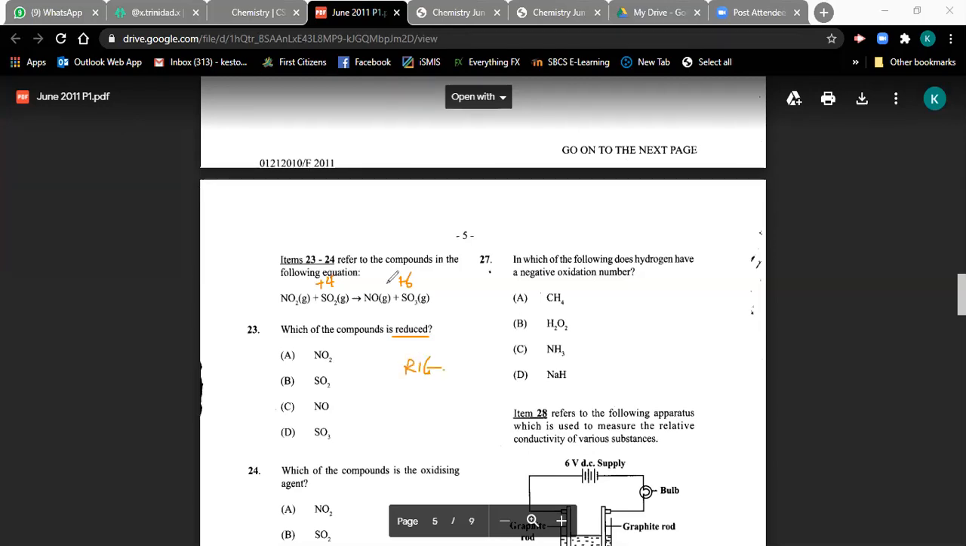Let's check nitrogen. This one here is plus 4. This one here is plus 2. This one gained electrons. 24. Which of the compounds is the oxidizing agent? So this already. Whatever is being reduced is the oxidizing agent. So answer for this one, A.